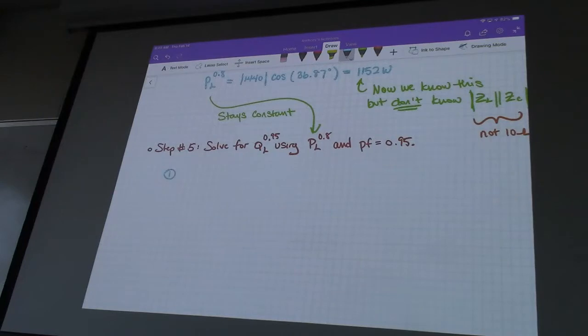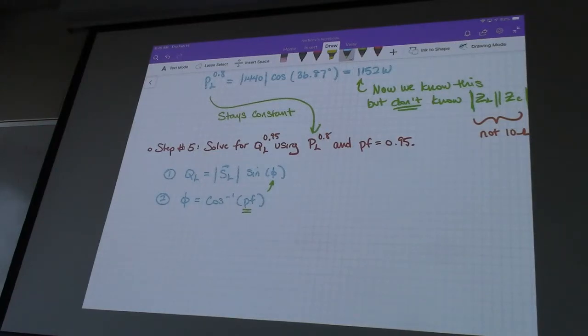So what equations do we know? Same thing again. We know that QL will be equal to the magnitude of SL times the sine of the power factor angle. We know again that the power factor angle will be the inverse cosine of the power factor. So that's good, because we know this.